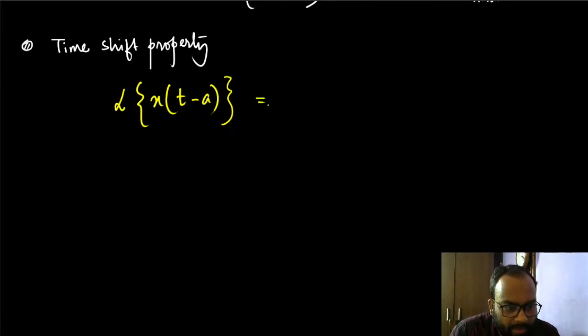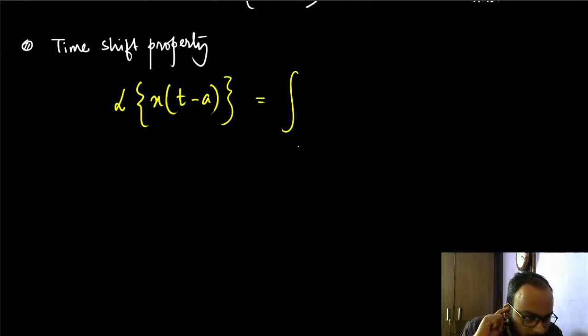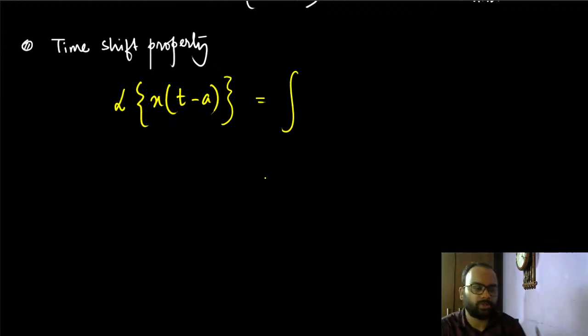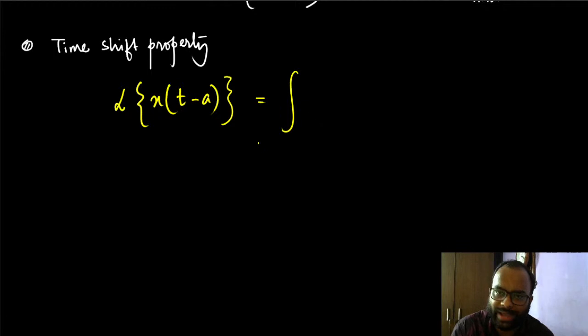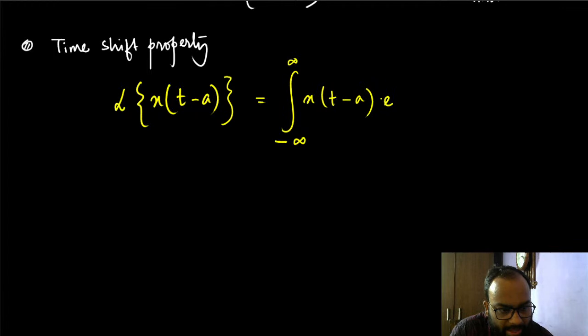By definition, of course we are assuming causal signals, and we are going to use that definition here. But maybe we are going to take the full definition and apply that. Maybe that will be easier for us to see. So we have x(t minus a) and then e to the power minus st dt.